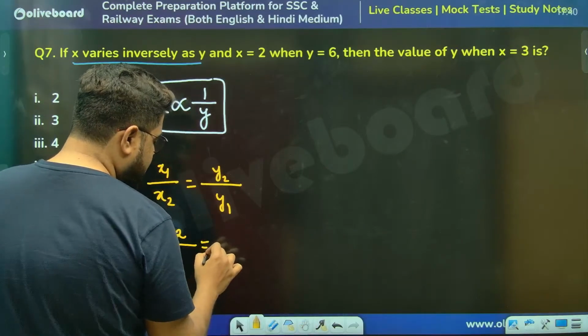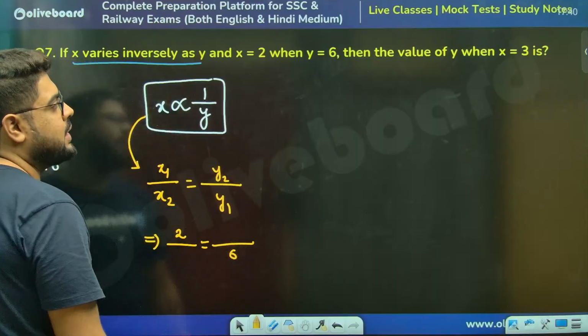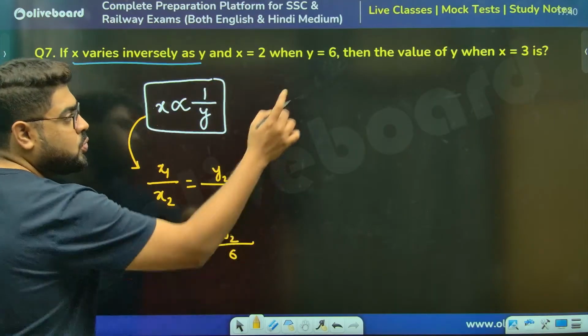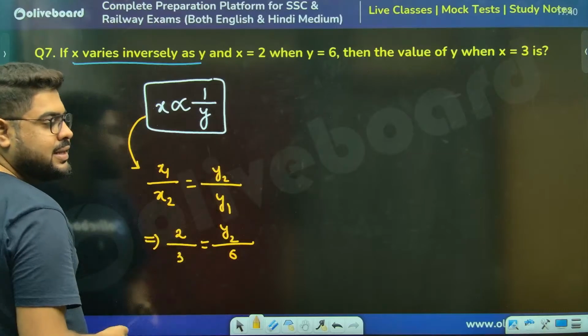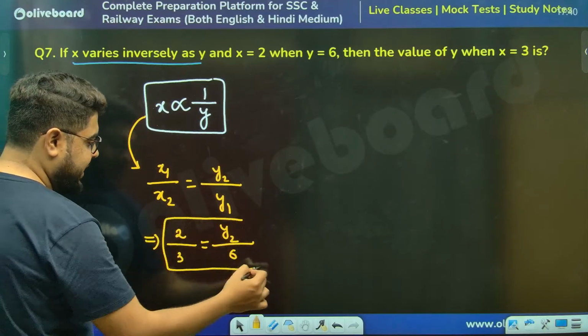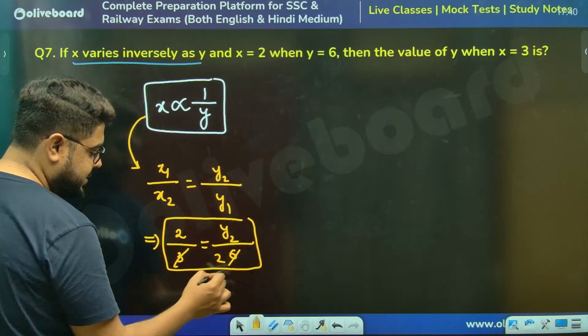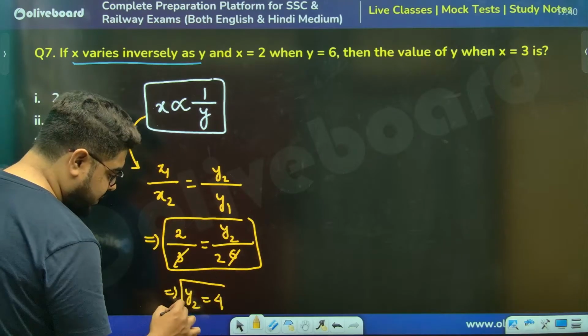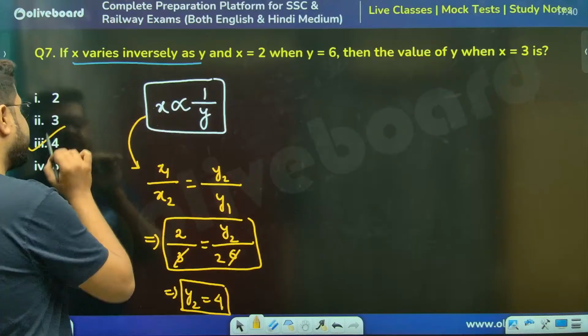x1 is 2 when y1 is 6. They're asking the value of y2 when x is 3. So this is the question. Anybody can solve it in 2 seconds. Y2 will be 4. The value of y2 will be 4.